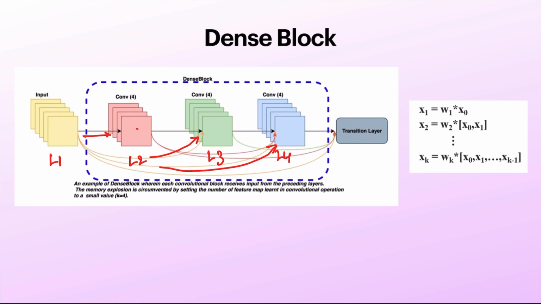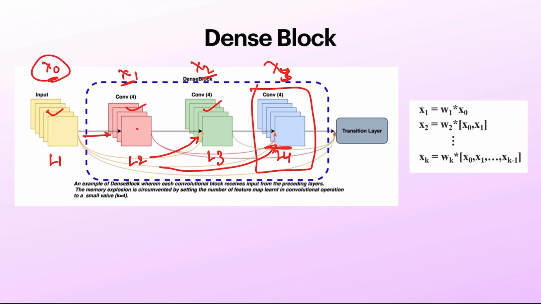Or you can say each block takes inputs from all the blocks before it. If you take this particular block, it takes inputs from all three of them. This is how a dense block looks. Hope you understand this. You can see an example here even in the form of equations. So this is my x0, x1, x2 and x3. Now x1 takes only x0 as the input, but x2 takes both x0 as well as x1 as the input. You can see here.